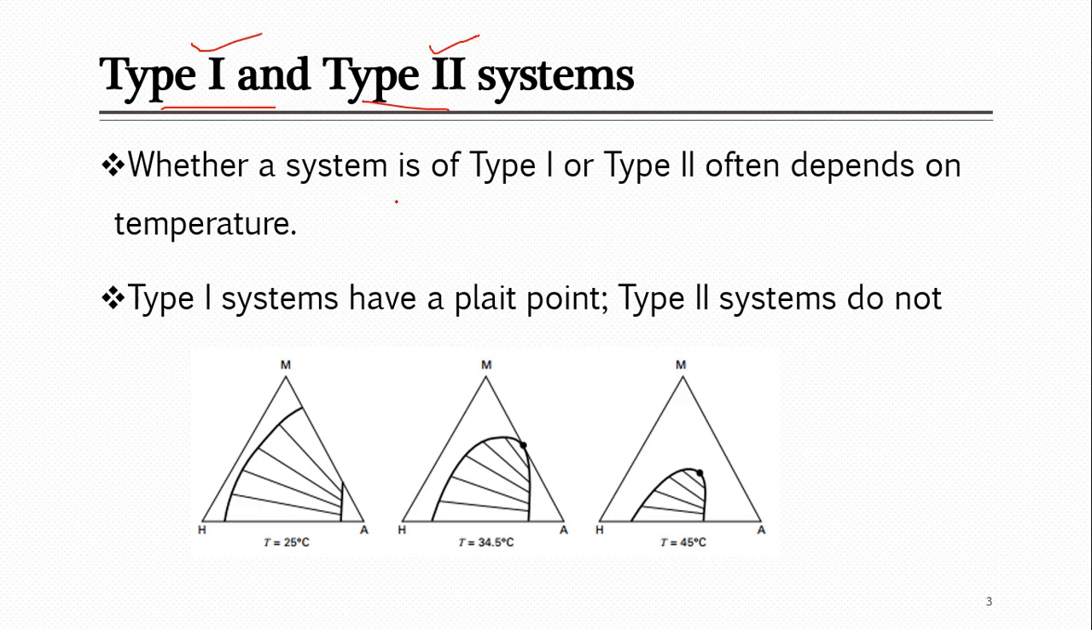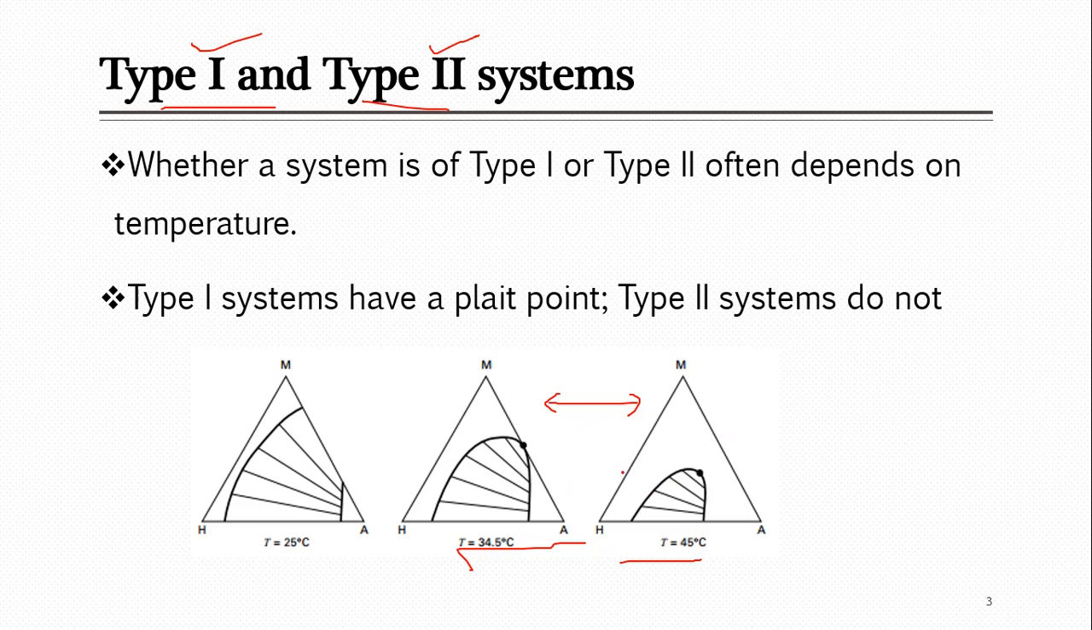When you are looking at whether a system is type 1 or type 2, sometimes we have the same three liquids but they behave differently. This is an example from your book, you can read the names of those chemicals. They behave differently at different temperatures. For some temperatures they behave like type 1, while for others they behave like type 2. If you look at these diagrams, the last two are at temperatures of 34.5 degrees C and 45 degrees C. The same three chemicals are behaving like type 1.